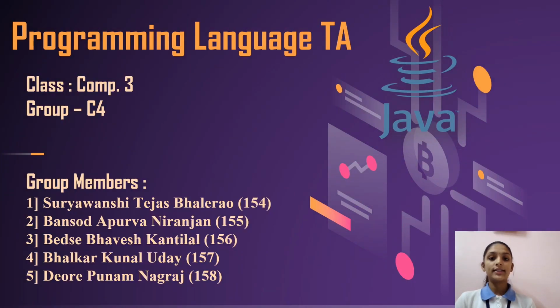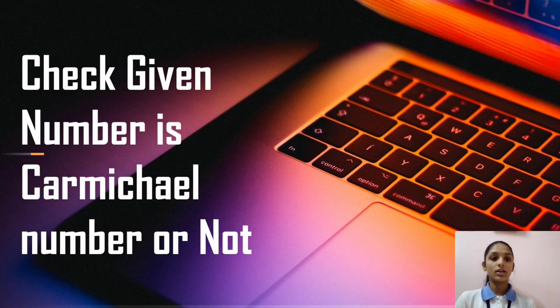Hello everyone, this is our programming language TA3 activity for the Java subject, and our topic for this TA activity is to check whether the given number is a Carmichael number or not.